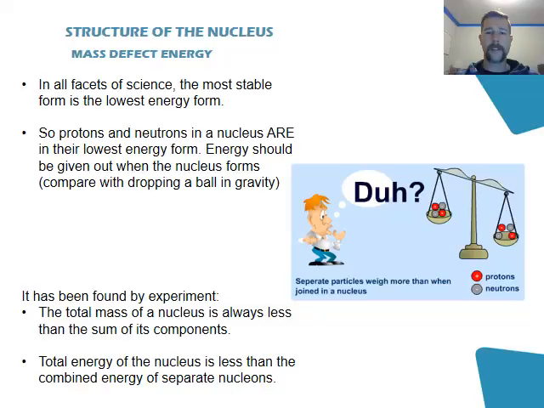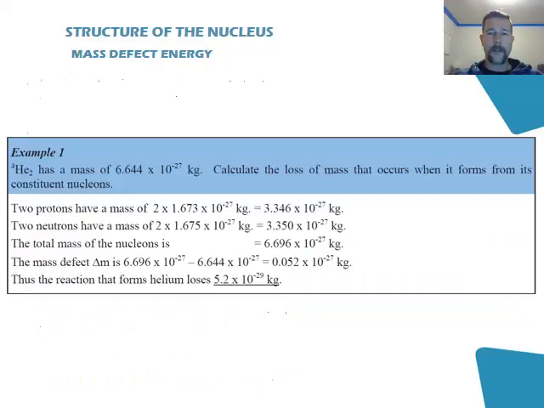What this means is that a nucleus is at a lower energy and in a more stable form than the individual components. So it has been found experimentally that a helium nucleus, for example, has a mass given in the table there, and the total mass of its individual components is given here. This leaves a total mass defect, or a change in mass, given in the final line.